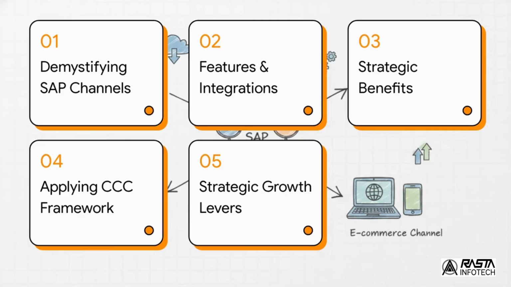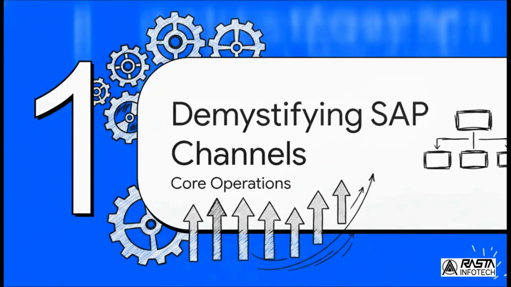To get us sorted out, here's our roadmap for today's explainer. First, we'll be demystifying SAP Distribution Channels, then looking at key features and integrations. After that, we'll cover strategic benefits for business, applying the CCC framework, and finally, strategic levers for growth. All right, let's kick things off with Section 1, Demystifying SAP Distribution Channels.